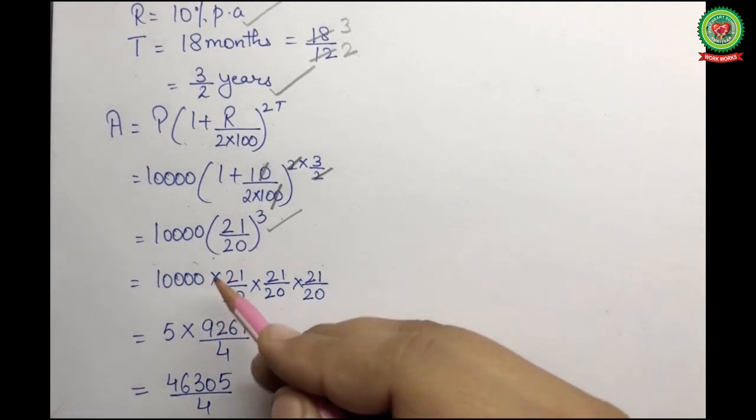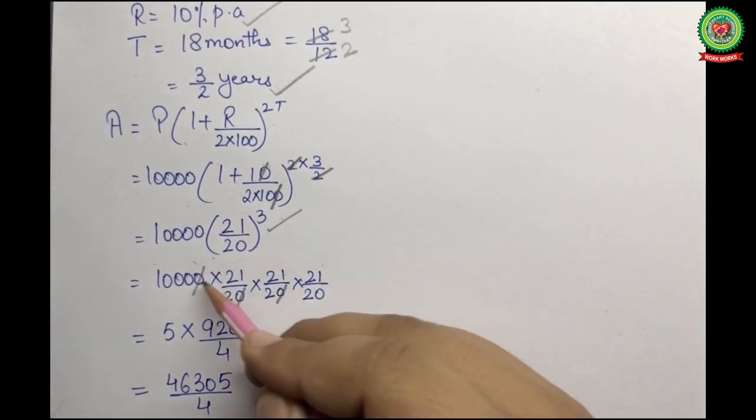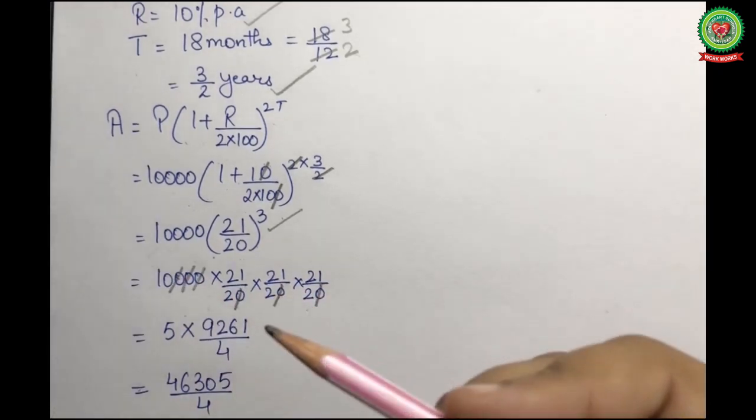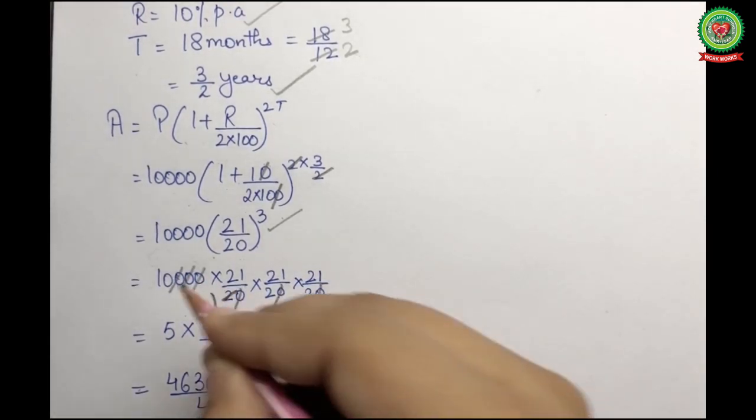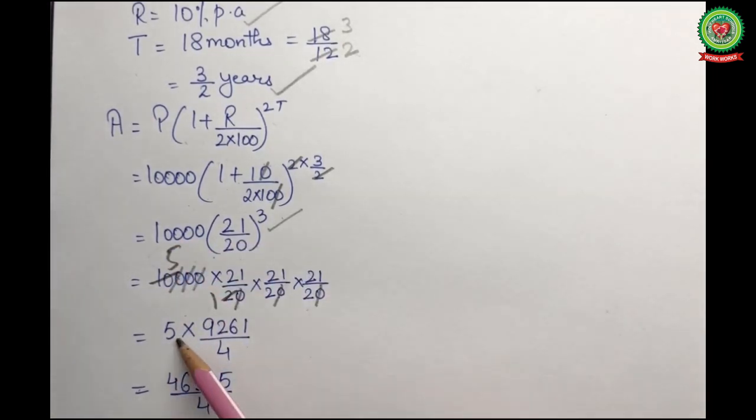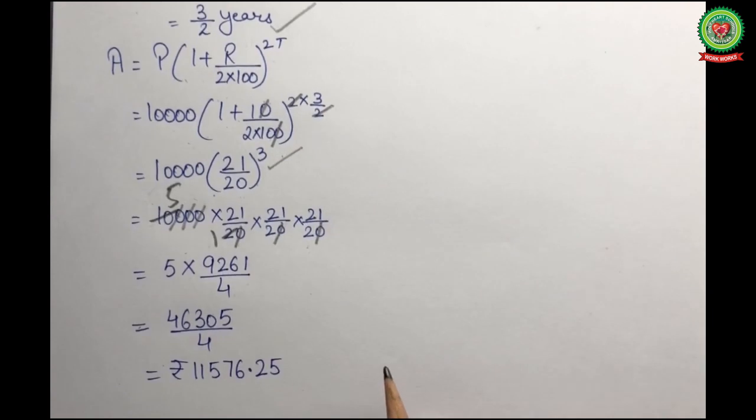Now we are going to do the cuttings of zeros. We are also going to do the cutting of 2 with 10. So we get 5 multiplied by 9,261 upon 4. On multiplying 5 with 9,261, we get 46,305 upon 4. On dividing, we get rupees 11,576.25. That is the answer for amount.